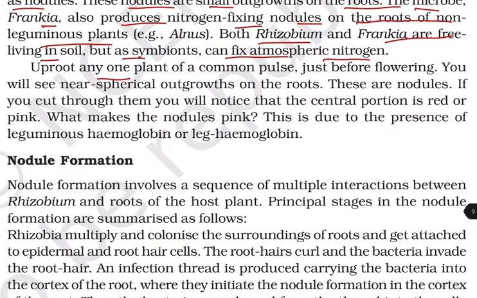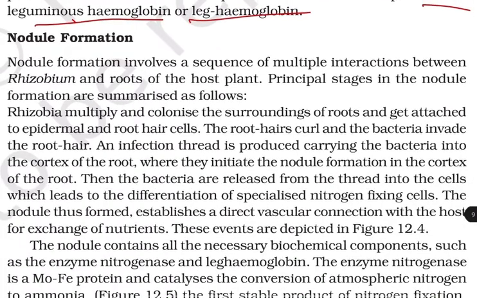Uproot any one plant of a common pulse just before flowering. You will see near-spherical outgrowths on the roots. These are nodules. If you cut through them, you will notice that the central portion is red and pink. What makes the nodules pink? This is due to the presence of a leguminous hemoglobin, or leghemoglobin.